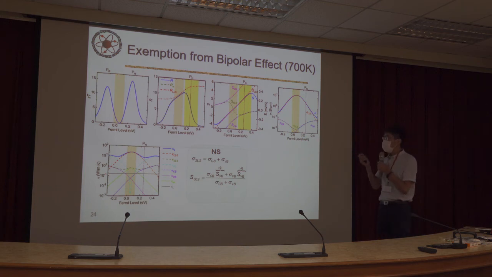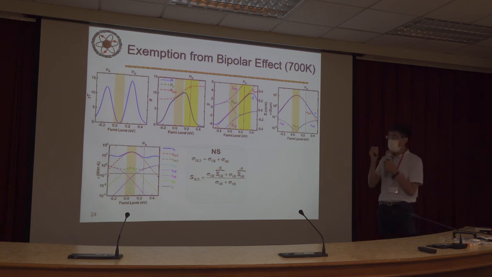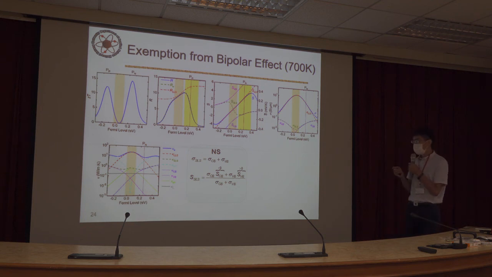When the gap is small and the Fermi level is around the gap, the conduction band and the valence band conductivity are comparable. Their feedback contributions can effectively cancel each other out, causing a small magnitude of feedback coefficient. This is the bipolar effect on the feedback coefficient.